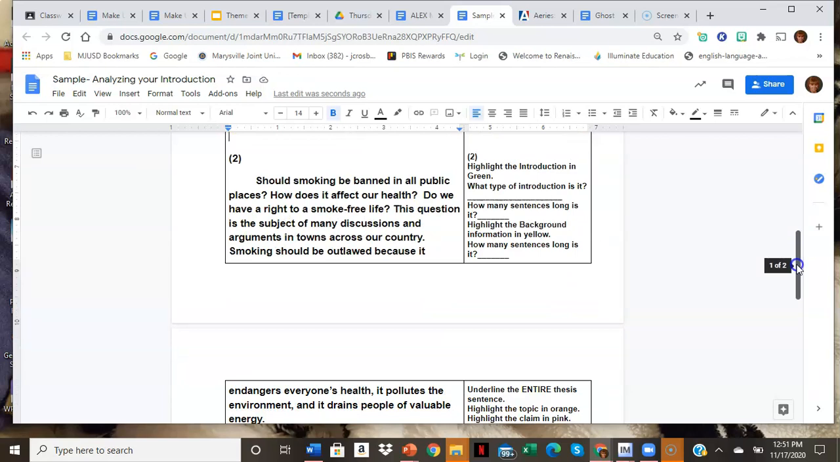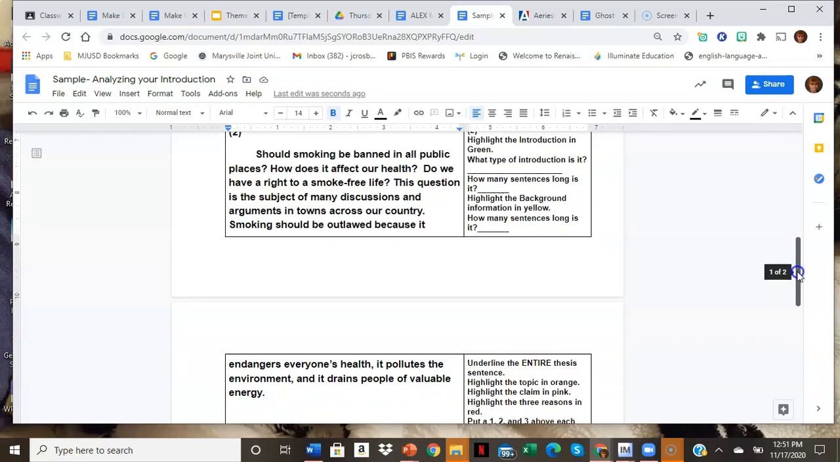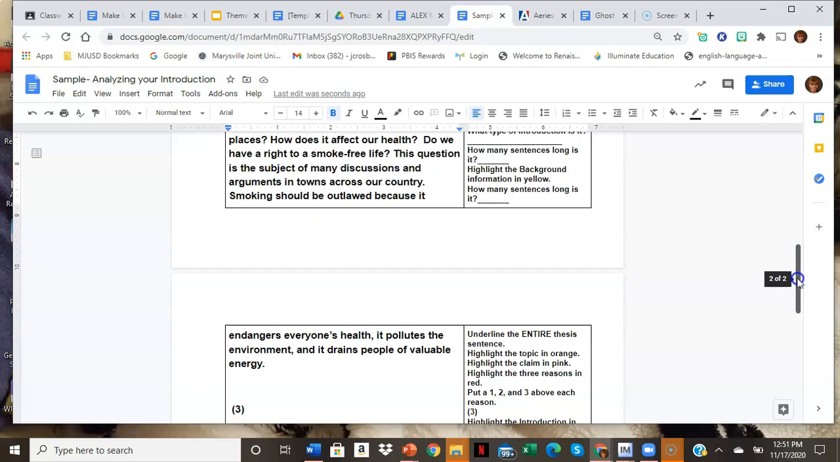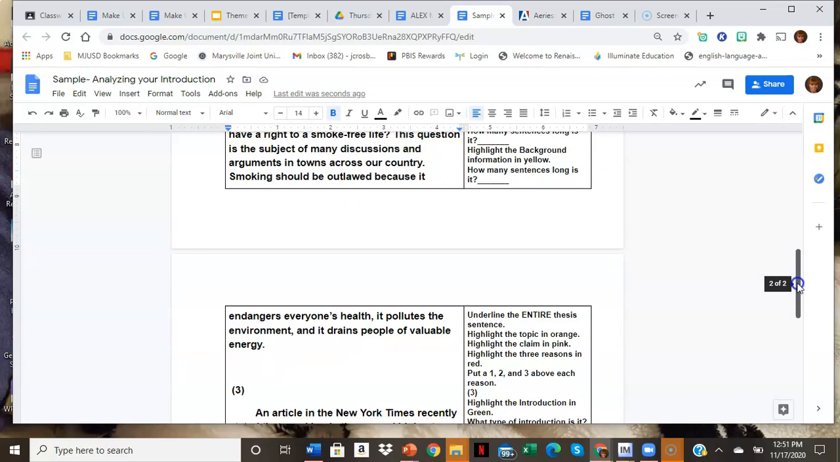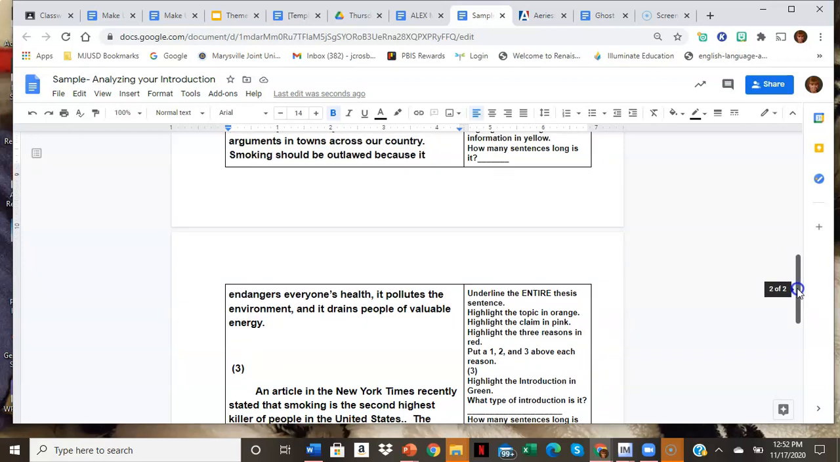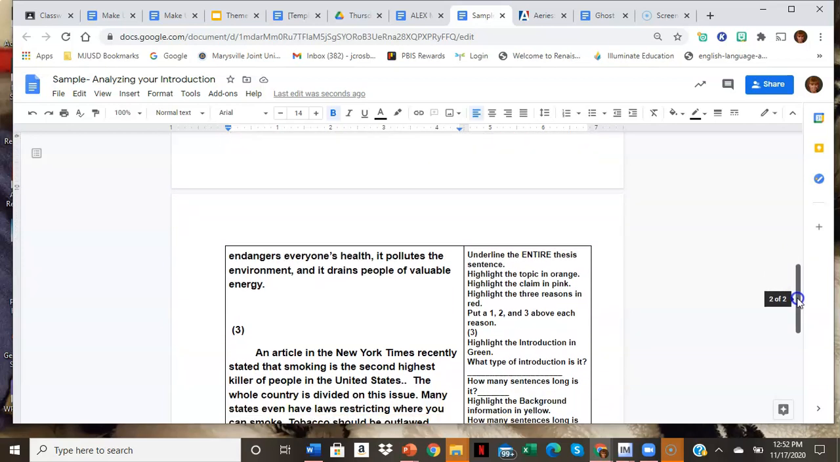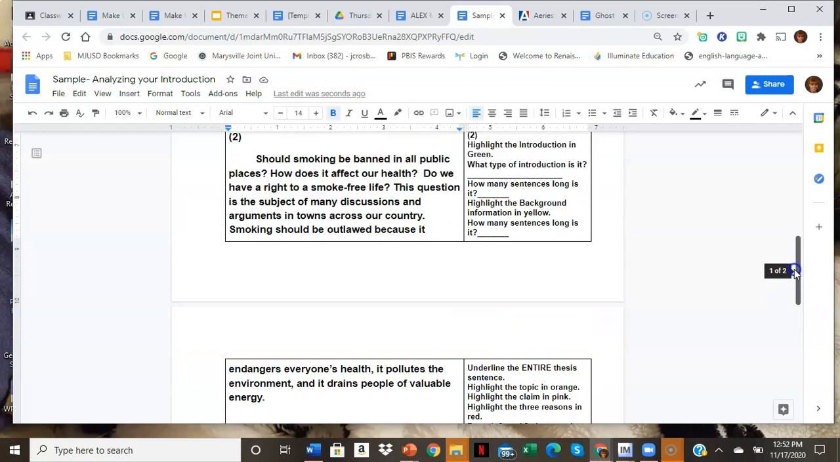How does it affect our health? Do we have a right to a smoke-free life? This question is the subject of many discussions and arguments in towns across our country. Smoking should be outlawed because it endangers everyone's health, it pollutes the environment, and it drains people of valuable energy.